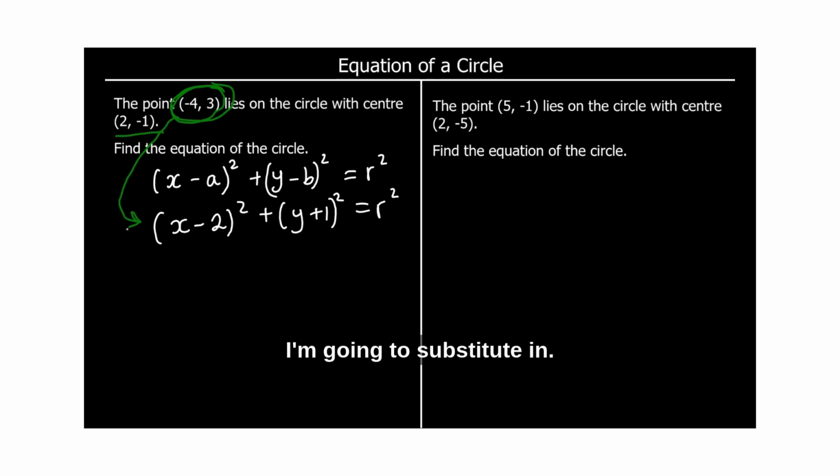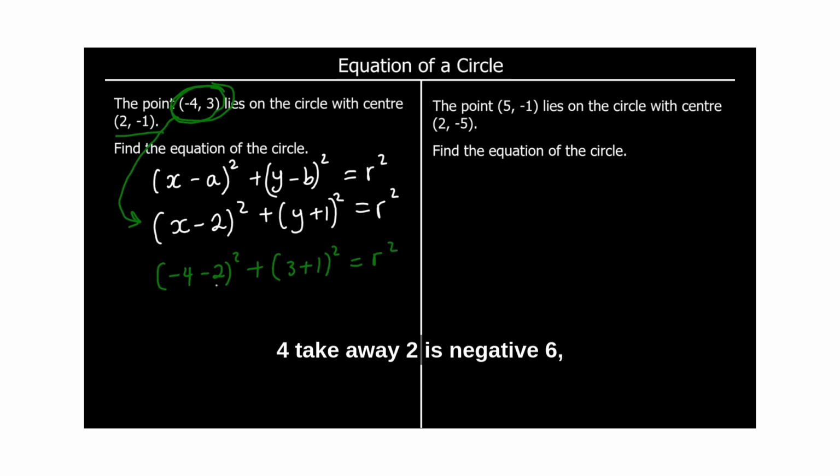I'm going to substitute in. So I've got -4, 3. So (-4 minus 2) squared plus (3 plus 1) squared is the radius squared. -4 take away 2 is -6, so squared is 36. 3 plus 1 is 4, squared is 16. So r squared must be 36 plus 16, which is 52.